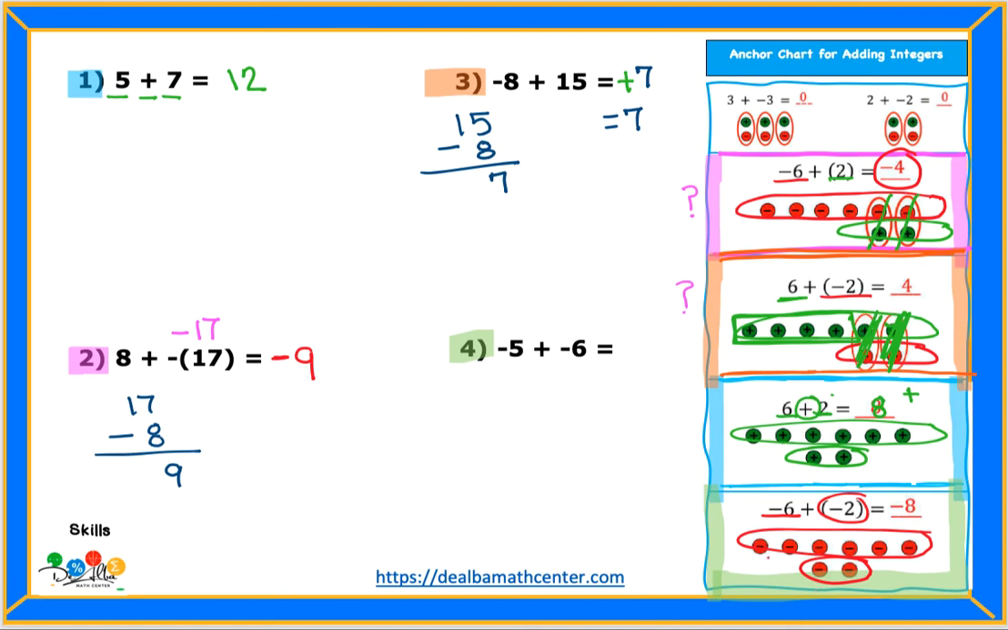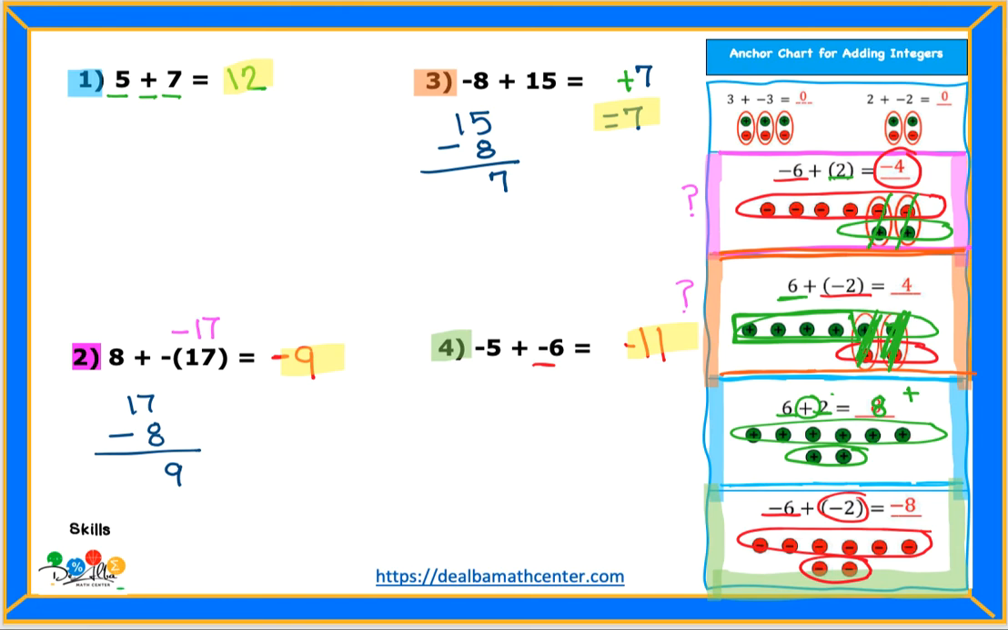Awesome. Based on this example, let's do example 4. If we have negative 5 combined with negative 6, that means all of them will be negative. So how many negatives do we have in all? 11 negatives. Excellent. Let's generate our conclusions together.